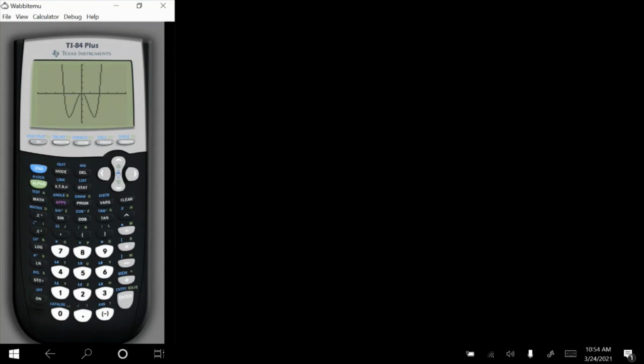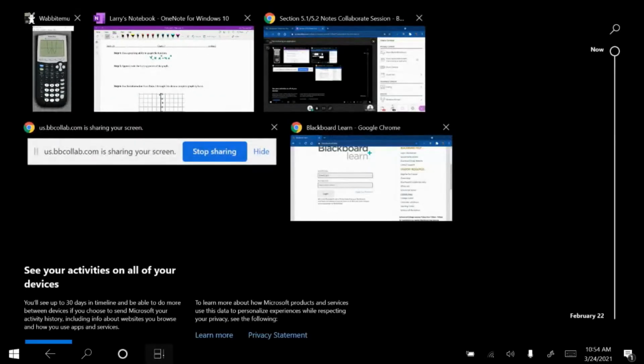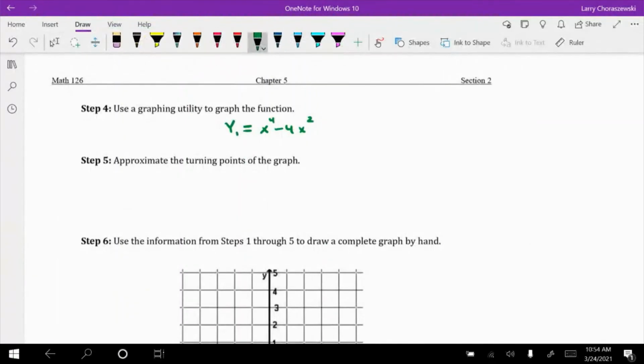So I know we're just about out of time here. So what I'll do is maybe ask you guys to wrap up the rest of these steps, and I'll include the solution on Blackboard. Let me just help you with step 5. Now, step 5 wants us to approximate the turning points of the graph. And keep in mind that turning points refer to the maximums and minimums.